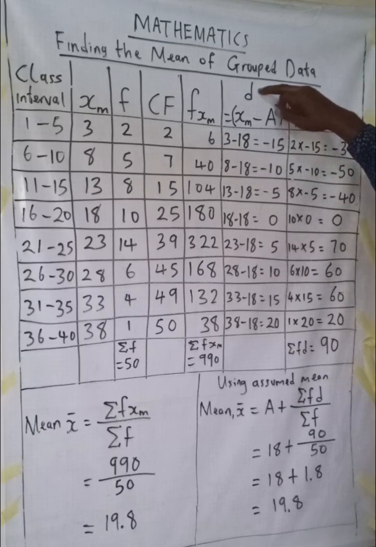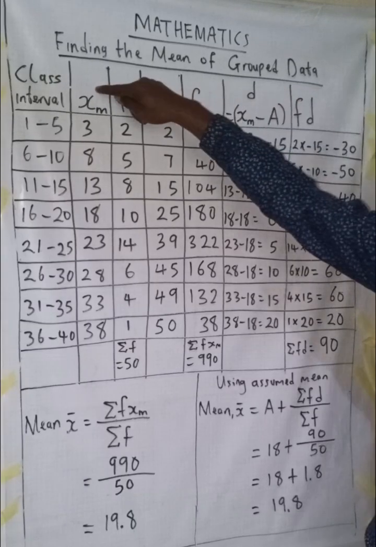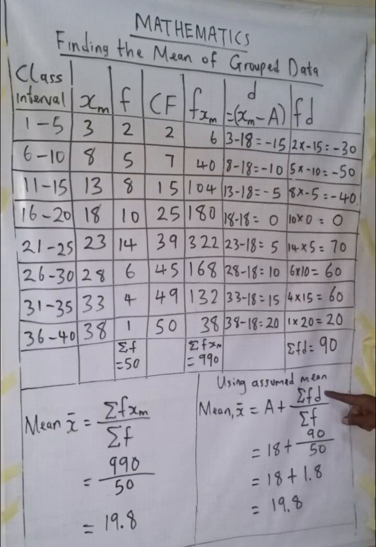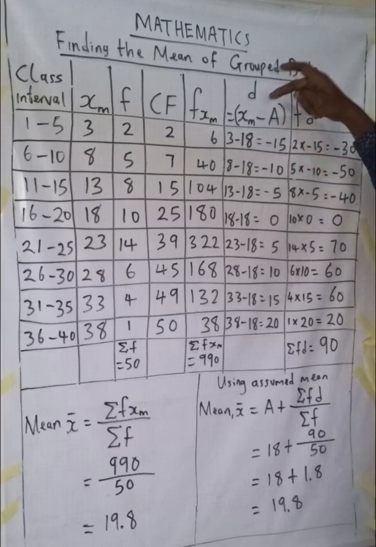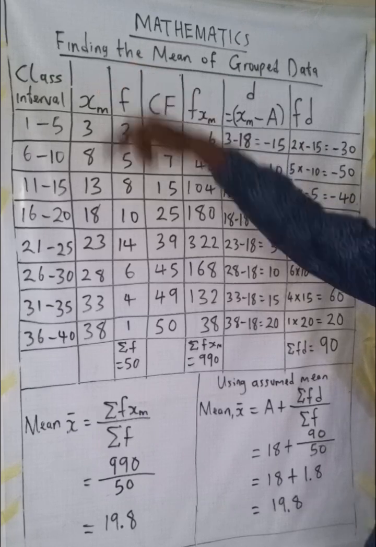Now, what's our d? Our d is the x value we have, the mid value, which is what we have here, minus the assumed mean. That's d. The d here means mid value minus assumed mean, or class mark minus assumed mean. You can call it mid value or class mark.